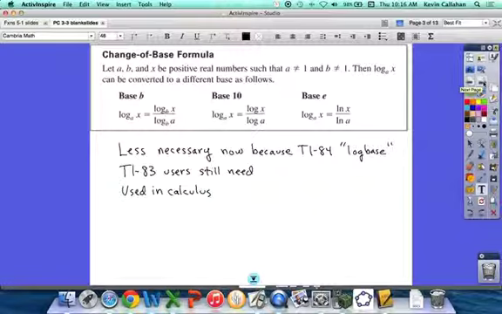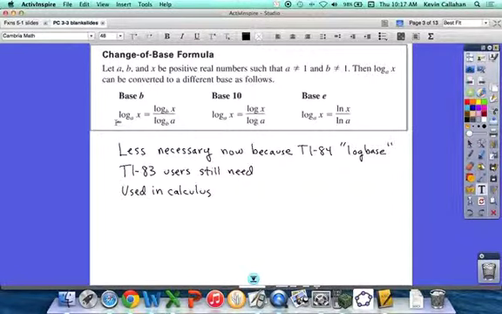Before, when we didn't have calculators that would calculate logs of any base, we needed this in order to calculate logarithms. If you're using that yellow calculator in class, maybe you were issued by the school the black 83. The black 83 does not have log base in it. So you're going to have to do this kind of thing if you want to use the calculator to do logarithms of other bases.